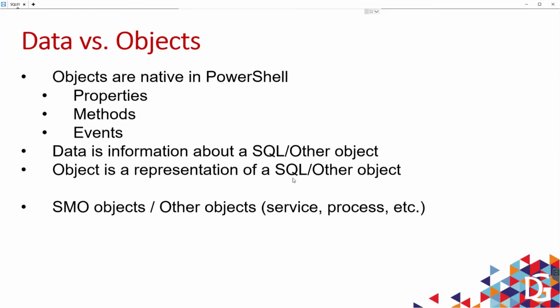But the point is that there's data when you pull it out in PowerShell, and the data is nice. It's just metadata. It's data about another SQL object or another object like a service. But an object is a representation of the SQL object or the other object that you can manipulate. And I'll show you the difference. And this will help you get started with what do I do and why do I care?